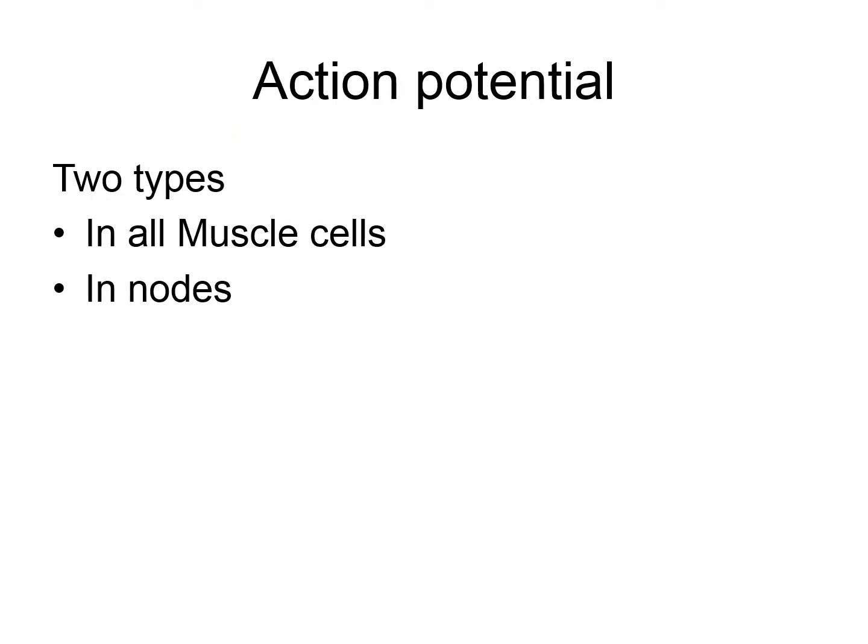The action potential produced in cardiac muscle cell depends on the type of cells. For example, there are two different types of cell, like all muscle cells, and then there are nodes. Because nodes are autorhythmic, their action potential is different from the other muscle cells. We have to describe both processes in detail in the next slide.